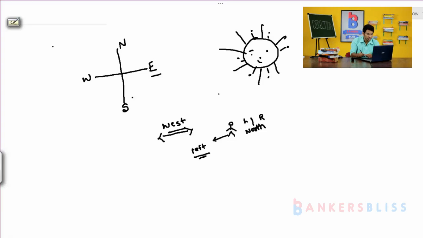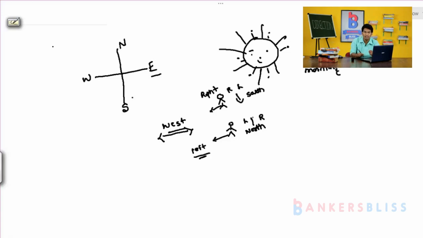Okay, then suppose one more person is here, and that person is there in the morning, and that person's shadow will be on his right side. If the person is in the morning and that person's shadow is on his right side, look here at the direction, it means right and left. The person is facing the south direction.